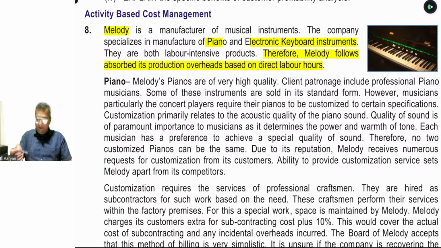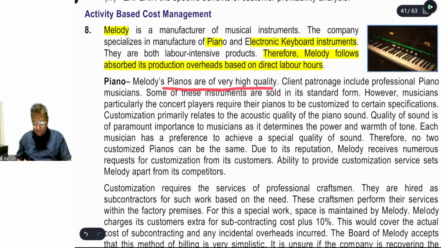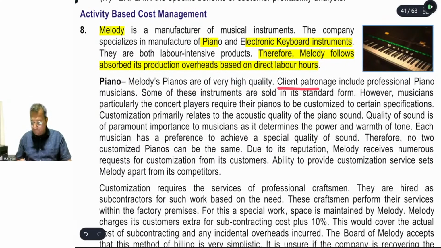Okay, चलिए अब एक particular product के बारे में we are giving the information, that is piano. The product is of very high quality. Client patronage includes professional piano musicians. Some of these instruments are sold in its standard form. However, musicians, particularly the concert players, require their pianos to be customized to certain specifications.